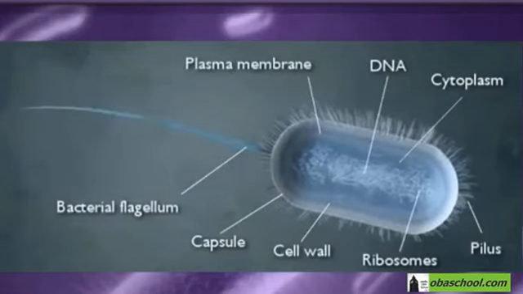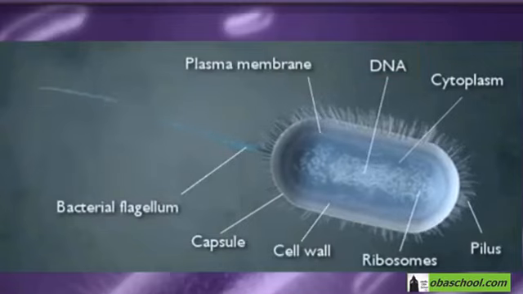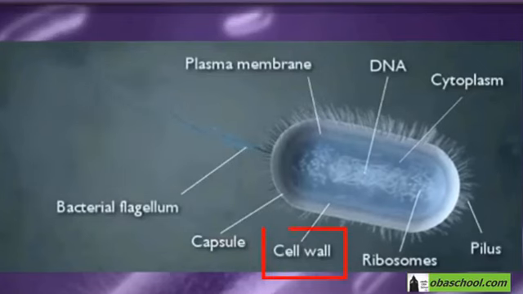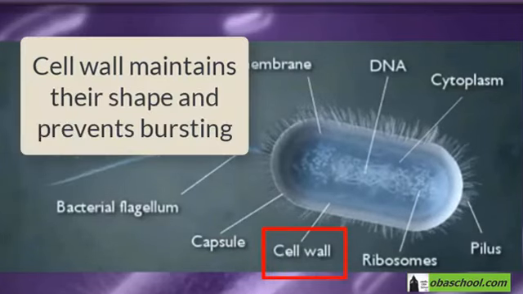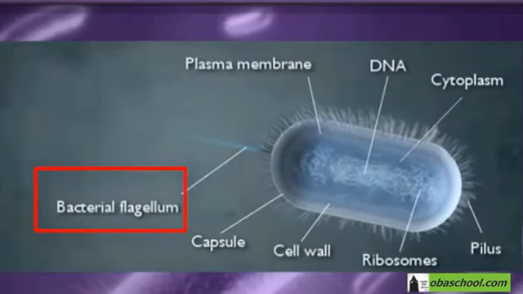Bacteria are living cells containing a cytoplasm and a loop of genetic information called DNA that perform all the cell's activities. They also have a cell wall, which maintains their shape and prevents bursting, and they sometimes have a flagellum for movement.